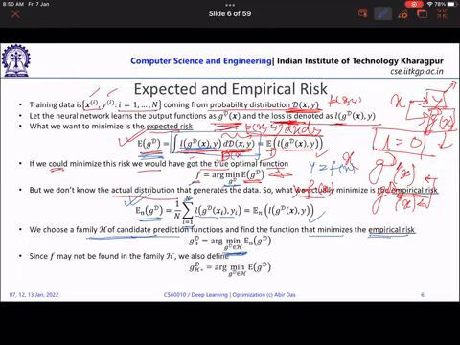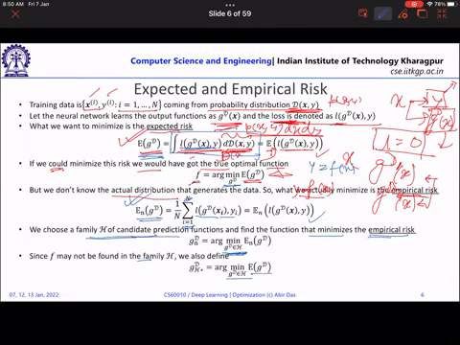The third, or rather in-between thing, is that somehow we know the true distribution. In that case, we can also try to constrain. Since f may not be found in the family H, we also define this. Let us define it and see what the conditions are. We'll call it g_H star D. It is the argmin of the empirical risk E(g_D) for g_D in H.